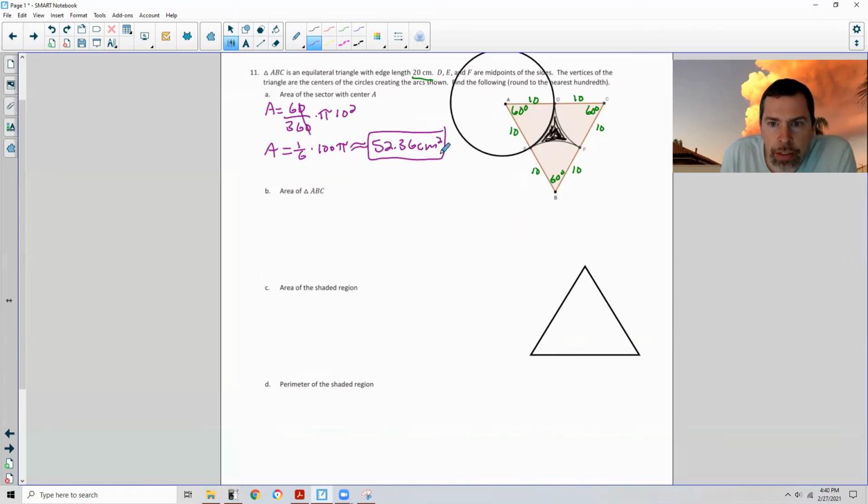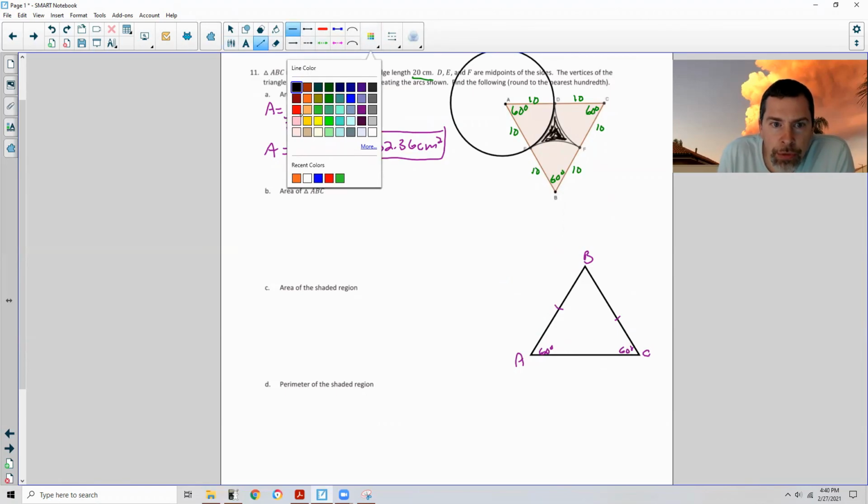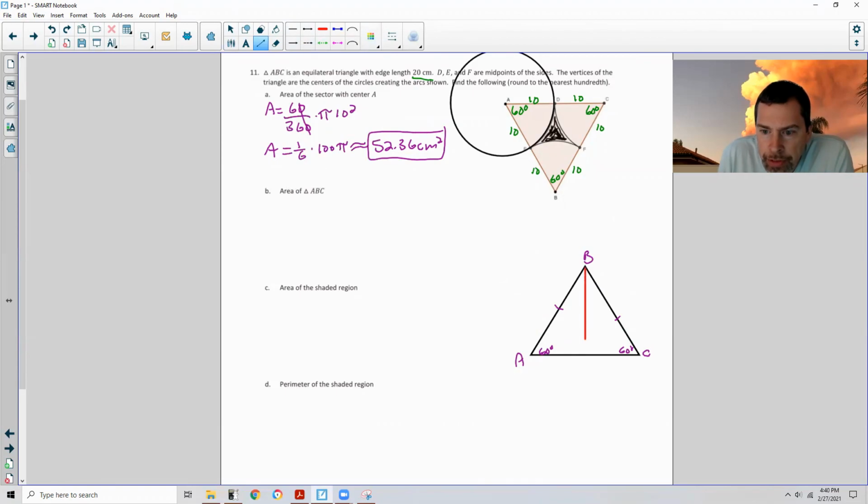That was pretty simple, I hope. And then area of triangle ABC. Well, if this is A and this is B and this is C, we know that this is 60 degrees and this is 60 degrees because the side lengths are all congruent. Hopefully you remember that if you drop a perpendicular, this is actually the proof to find a 30-60-90 triangle, because this is now a right angle here. And I bisected this angle up here. The whole thing was 60, so this is now 30 degrees. So we have a 30-60-90 triangle.